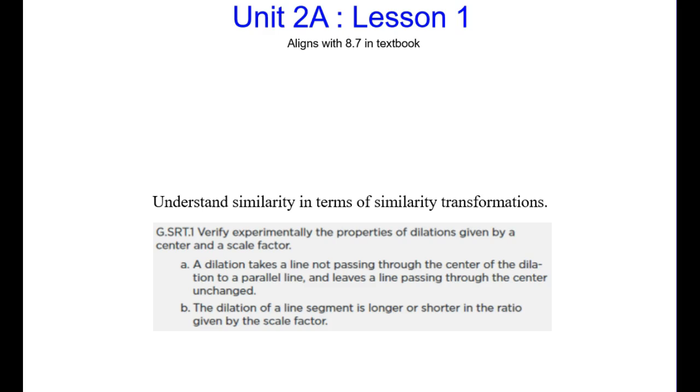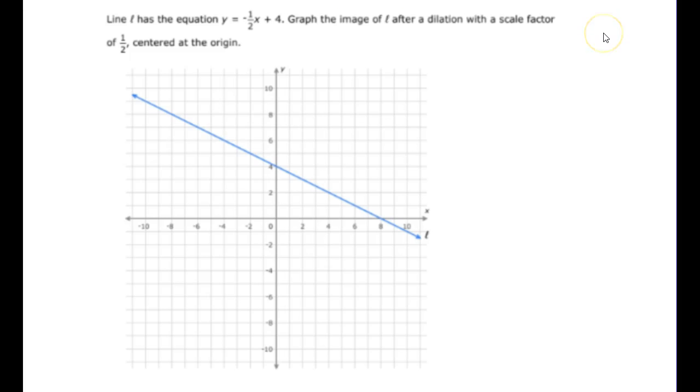For part B, the dilation of a line segment is longer or shorter in the ratio given by the scale factor. So we're going to be using a coordinate plane. We're going to have a graphed trapezoid or triangle and seeing how the scale factor affects the size of that given shape.